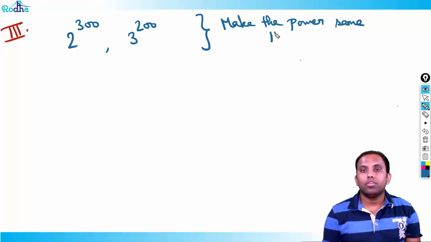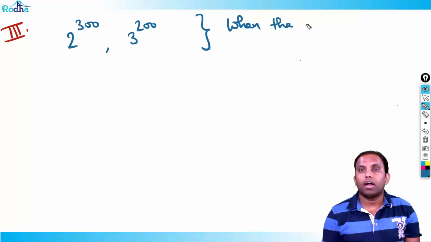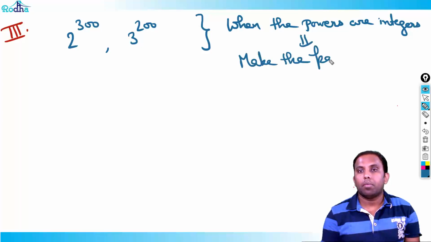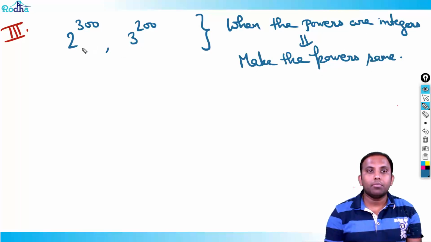Okay. When power is in integers. Let me write like this side here. When the powers are integers, make the powers same. So how do you make it same here? 2 raised to 300 and 3 raised to 200.